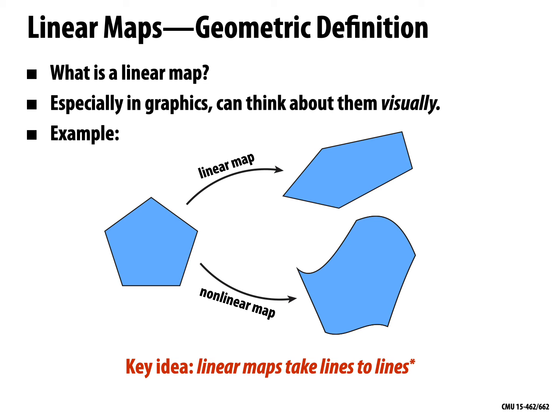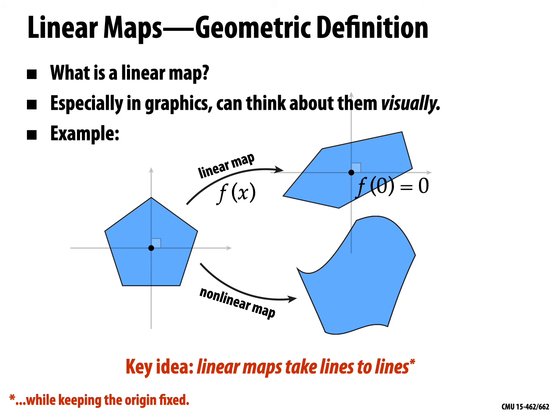Straight lines get mapped to straight lines. In fact, that's almost a perfect definition of a linear map, except for one important qualifier, which is that a linear map has to fix the origin. It has to send 0 to 0. So to really draw the right picture here, we have to put some coordinate axes here and say that the center gets mapped to the center. Okay? So that's the intuitive definition.